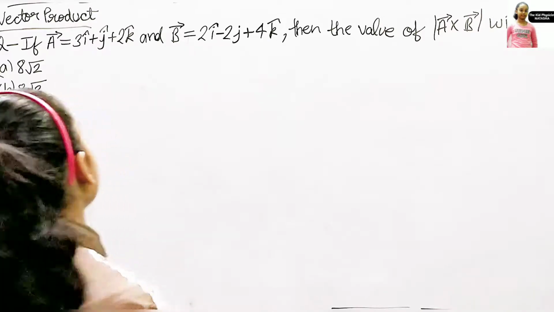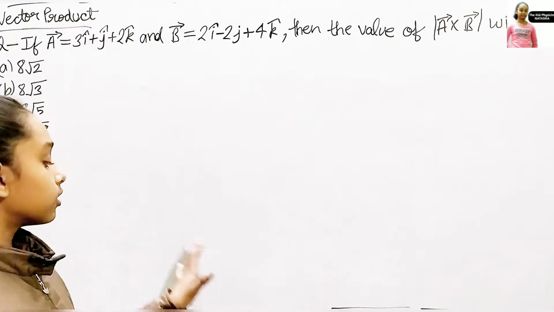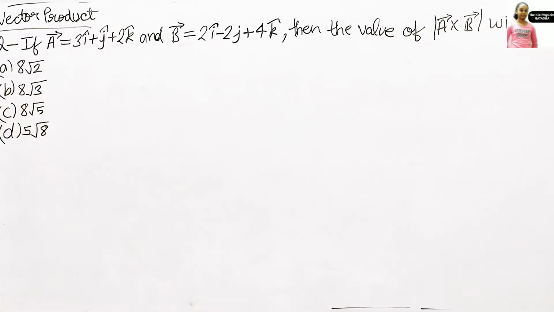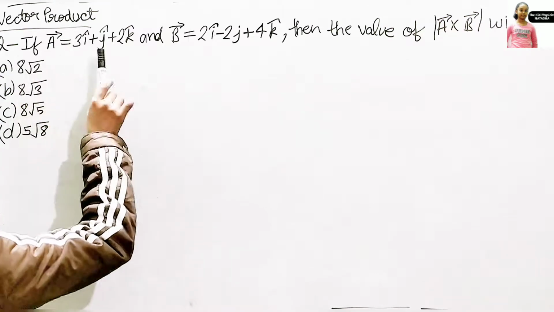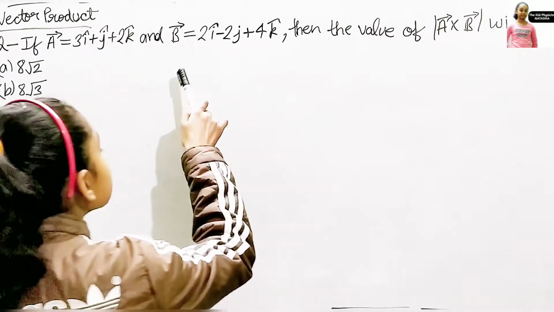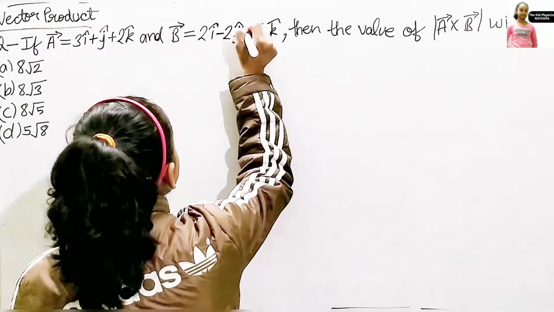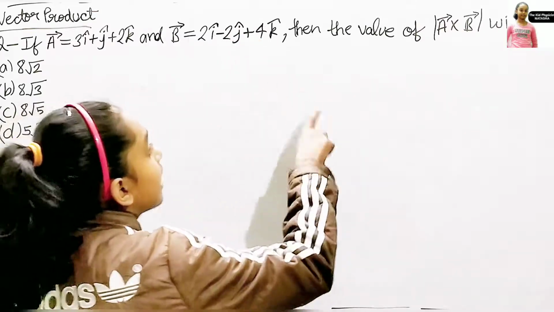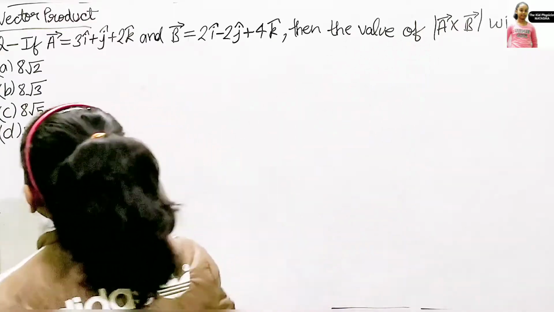First of all, I have already written the question and options, so let's just solve it. Our first question is: if vector A is equal to 3i cap plus j cap plus 2k cap and vector B is equal to 2i cap minus 2j cap plus 4k cap, then the value of vector A cross B will be what?